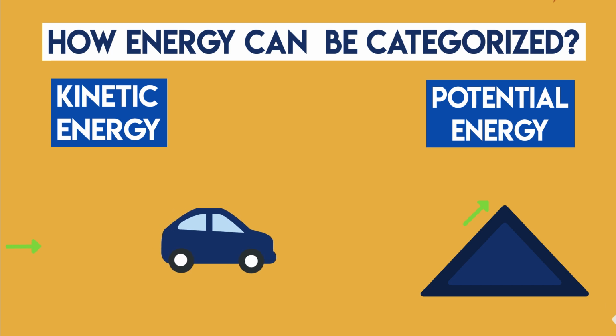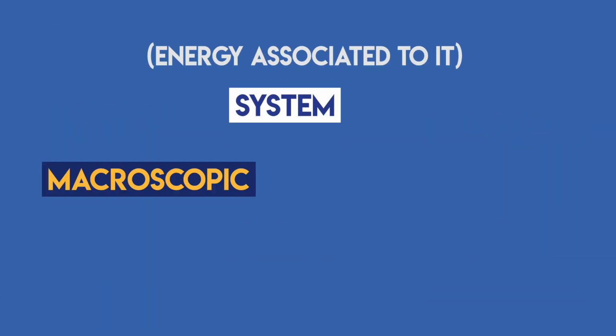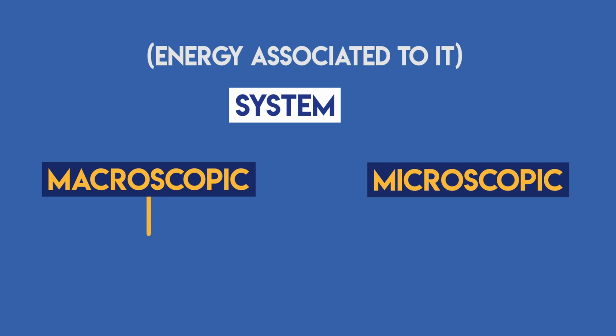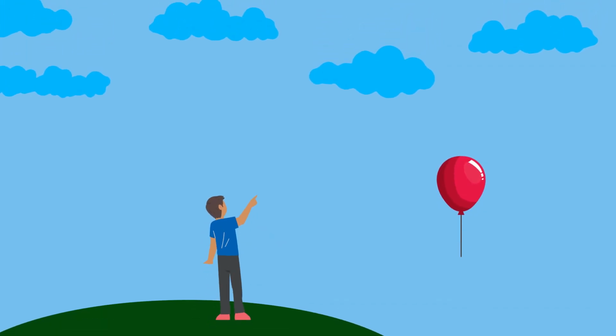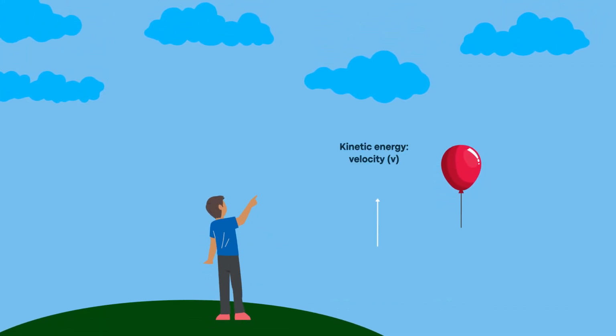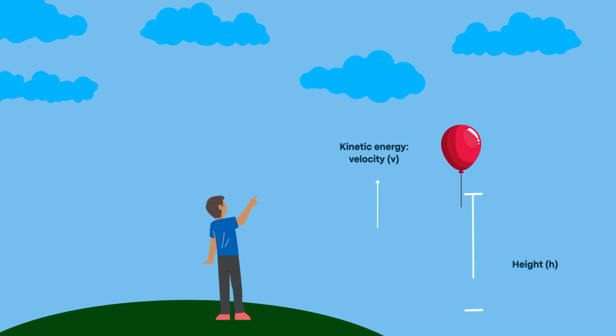When we talk about system, we can talk about energy associated to it in two forms: macroscopic and microscopic. A system's total energy is the sum of these two forms of energy. And what is macroscopic and microscopic energy? Let's consider an example of a helium balloon floating in air at a certain height and traveling upwards with some velocity. If you observe the balloon from an external fixed reference frame, the balloon has two types of energy: kinetic energy due to its velocity and gravitational potential energy due to its height.